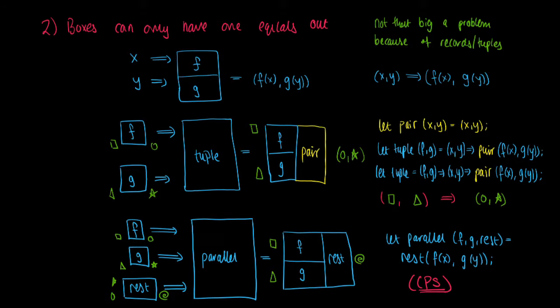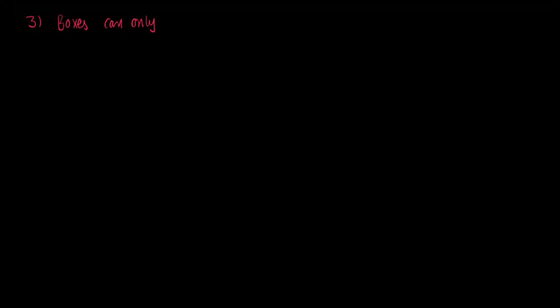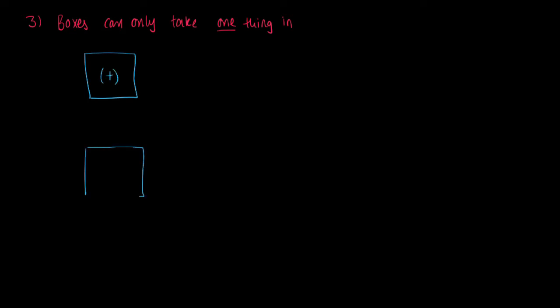Now let's add one last restriction to the rules of this box game, and that is that boxes can only take one thing in. So to get around this, we could force everything to take in records and tuples, and that still works. But let's get imaginative. Say we only give one input to something like addition, plus, or double plus for strings. What should happen? What's a fair thing to expect?